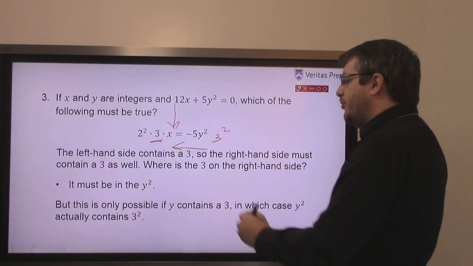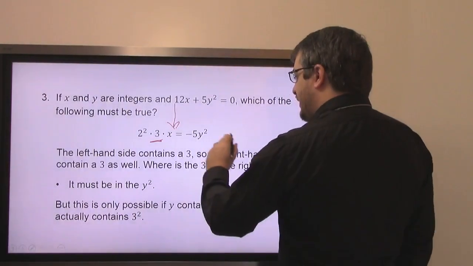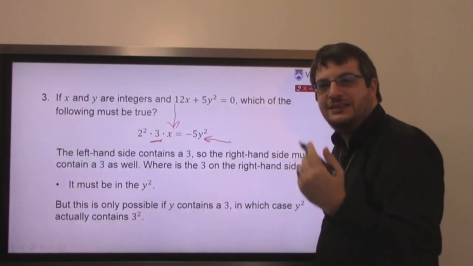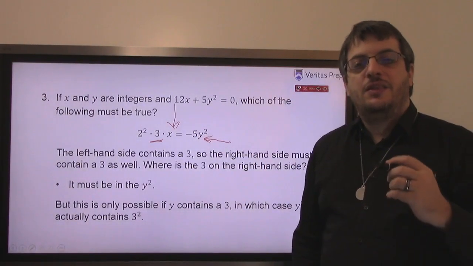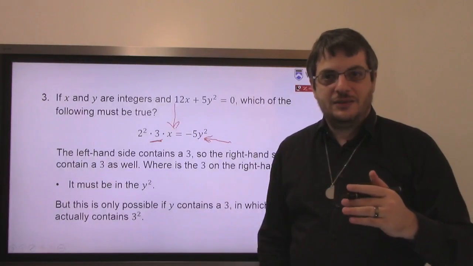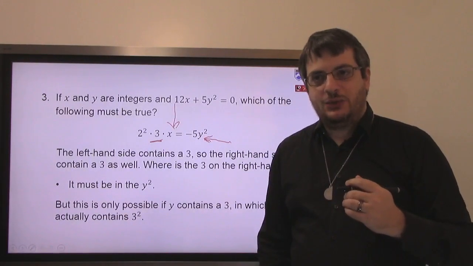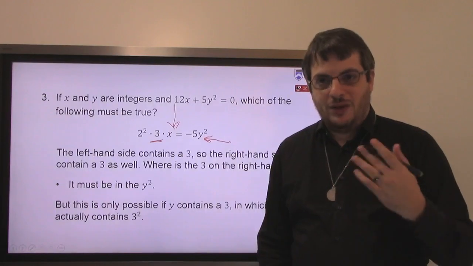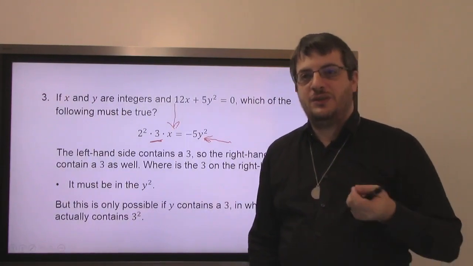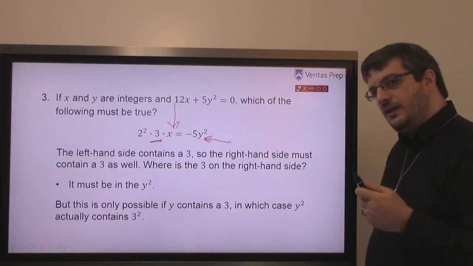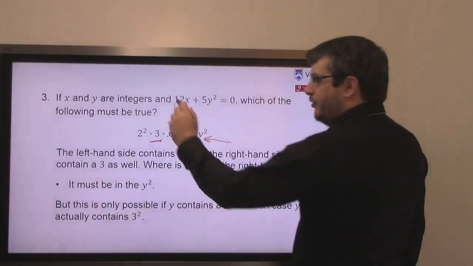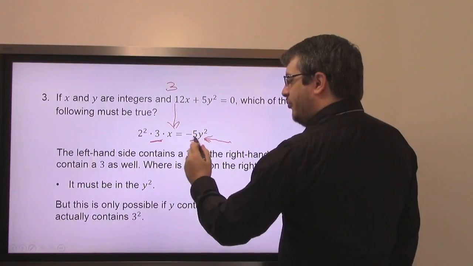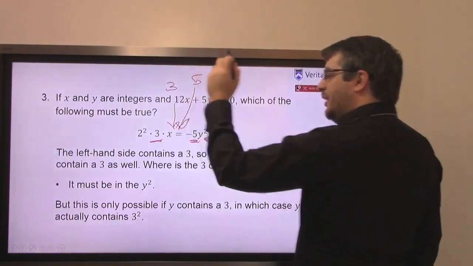Why do there have to be 2 3's? Because when I put a 3 in the y, I square it, right? The y contains a 3, but that means the y squared contains 2 3's, right? If y is a multiple of 3, y squared is a multiple of 3 squared. Does that make sense, Drew? That means I now know that I have a 3 on the left, but of course I've got a 5 on the right, which means I also have a 5 on the left.